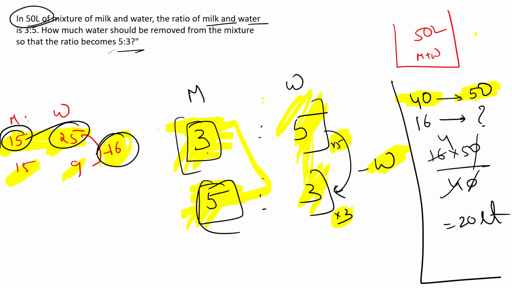So in my problem, how much am I removing? 16 units. So how much in the original problem? Do the cross multiplication, you will get your answer as 20 liters. Look at the problem once. If it is clear, type C. We will move on to the next one.